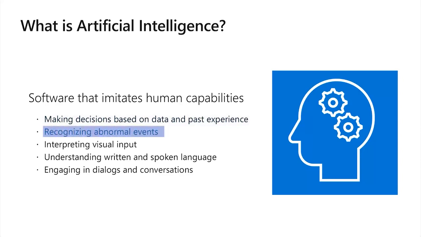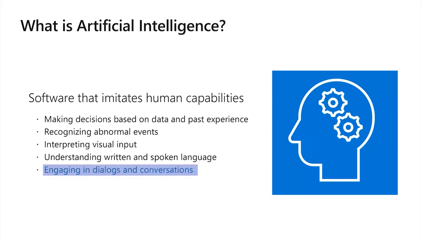Recognizing abnormal events. It imitates our human capabilities. We can intuitively know when something isn't quite right or doesn't fit the expected pattern. Now, software can take this over from us. Interpreting visual input. Of course, we use sight to experience the world visually, and now computers use cameras to do the same. Understanding written and spoken language. Yes, this is common for us, right? We communicate by writing and speaking, and now software imitates this behavior.